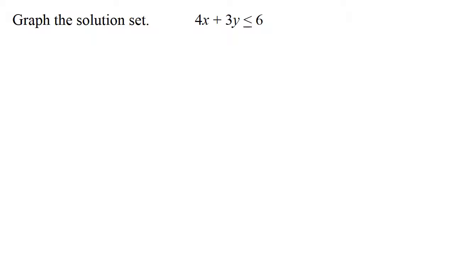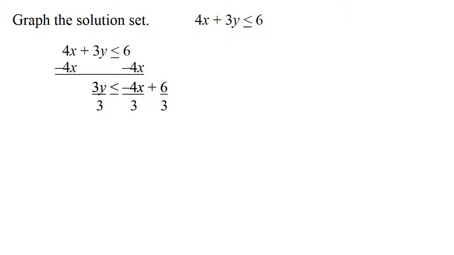Alright, so let's say I want to graph this solution set. The first thing I'm going to do is put it in slope-intercept form. So I'm going to move the 4x to the other side, and get rid of the coefficient of 3 by dividing everybody by 3, and I get y is less than or equal to negative 4/3 x plus 2. Again, the inequality symbol didn't switch because I divided by a positive. No switching when you divide by positives.